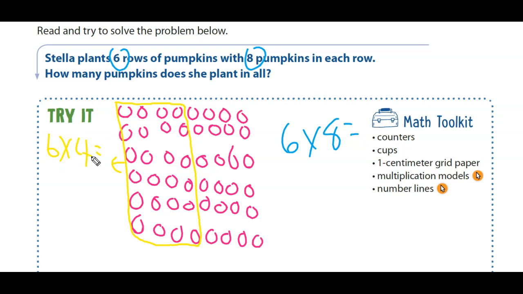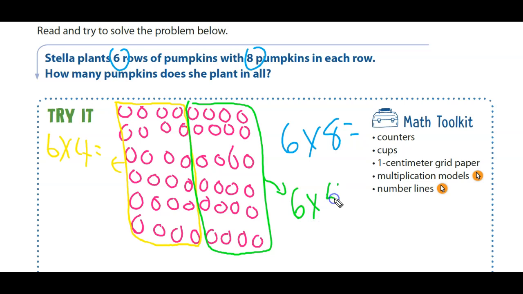Okay. And then this one. What would be my multiplication sentence for this? 6 times 4. Same thing. I have 6 rows. With how many in each row again? 4. Okay. Well, 6 times 4 would be 24.